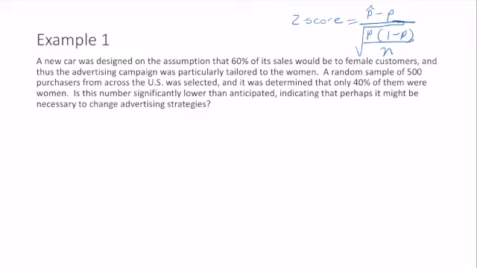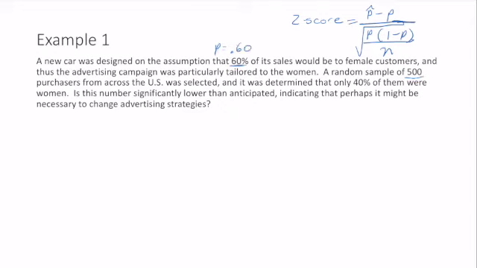So the first thing we want to do is identify the key players in here. So here's what we thought our population proportion was going to be. We know it's a proportion because it's a percentage. We can write that as a decimal, 0.60. So this is our population proportion. Our sample size is 500. And our sample proportion from our study found that 40%, so 0.4, were women. So that's going to be our p hat.